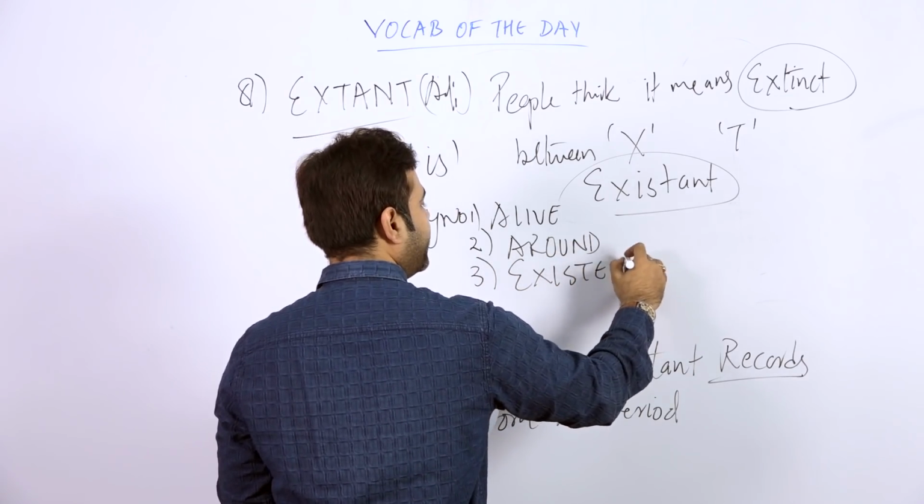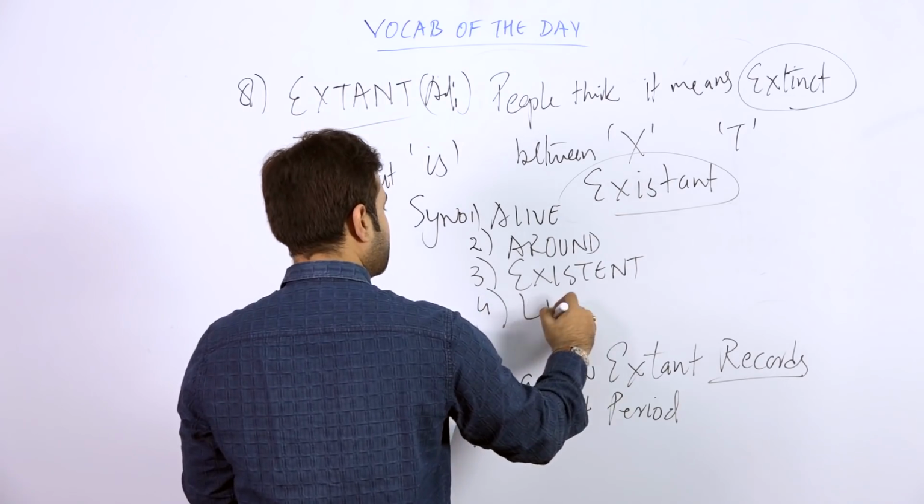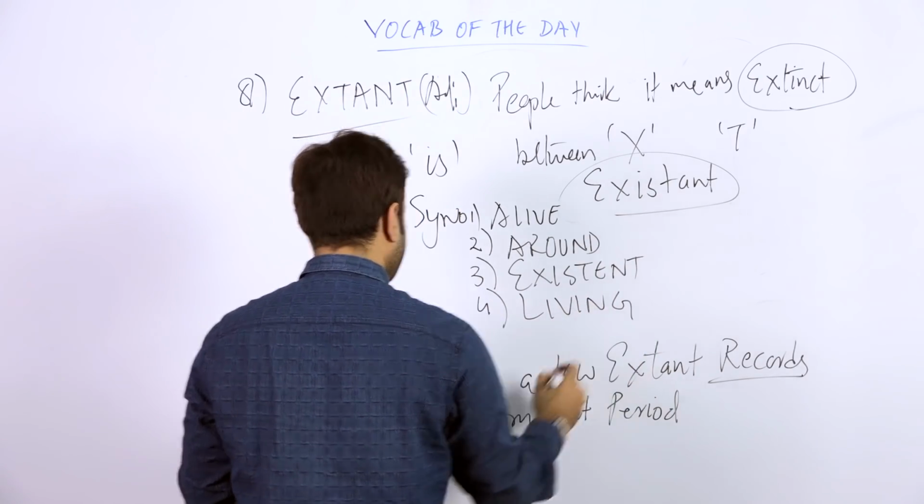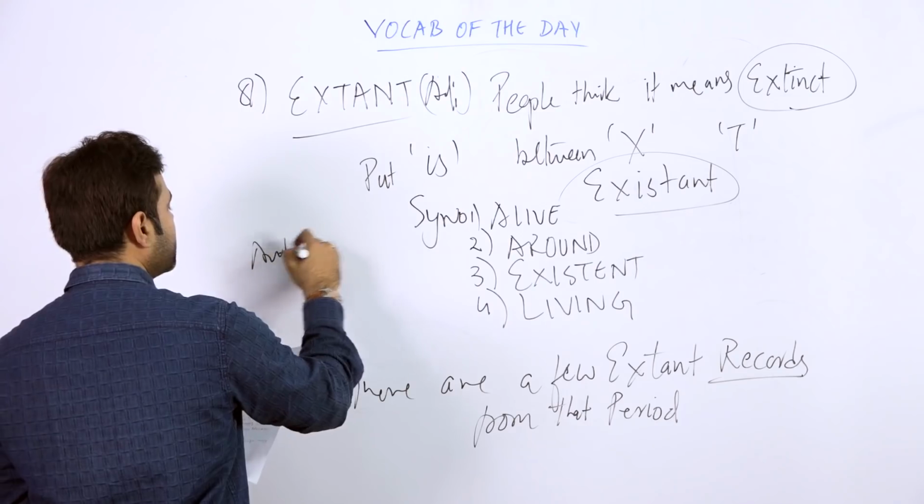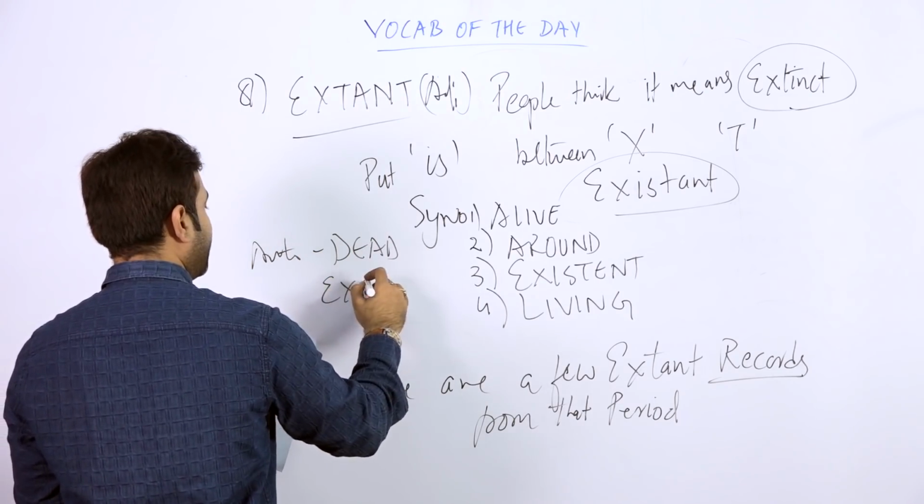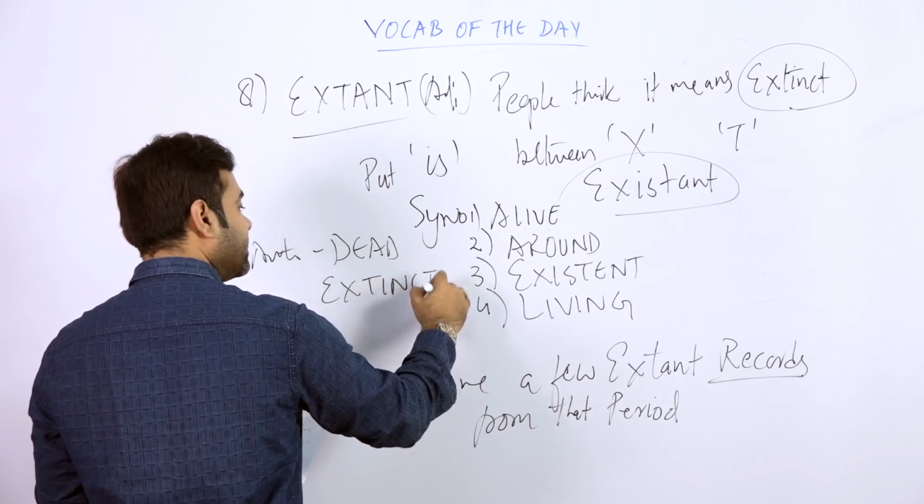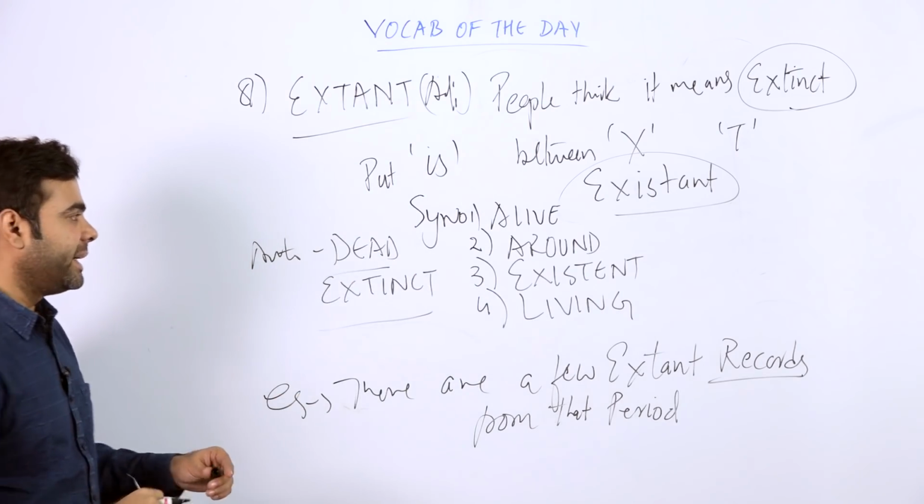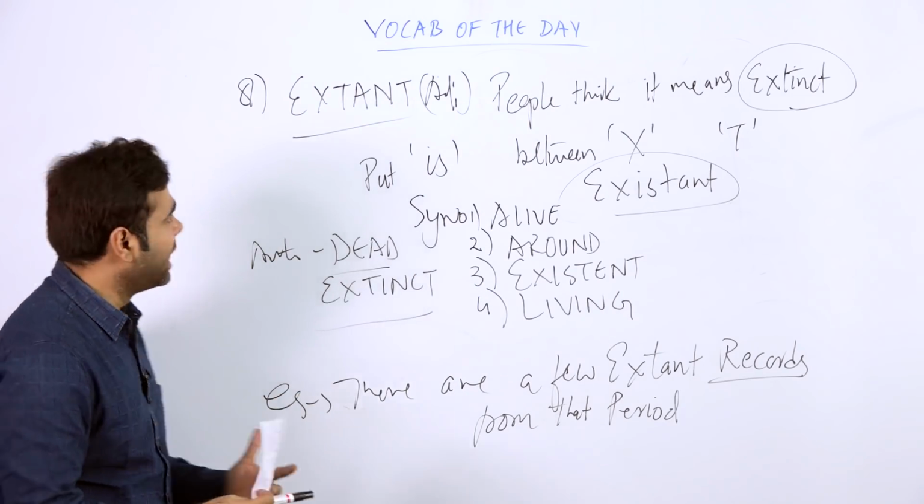Existent, this is the spelling of existent, and something which is living, meaning not dead. So now in antonyms you can simply say something which is dead and something which is extinct. Now this is the antonym. Extinct and extant are different words. I hope it's pretty clear.